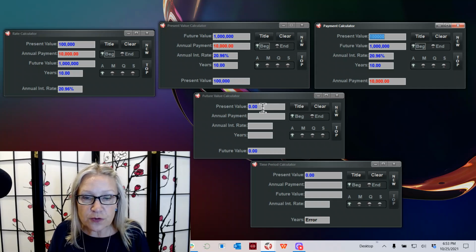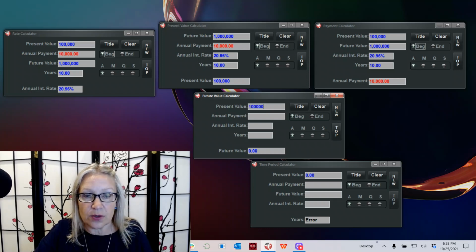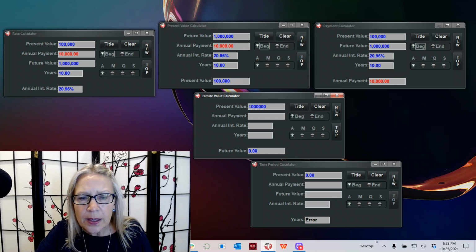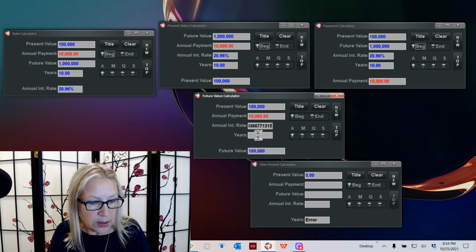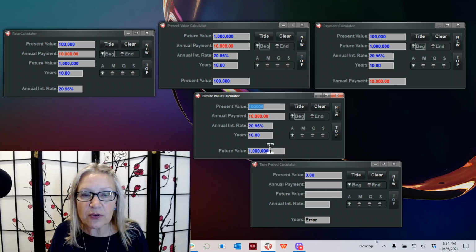And then the future value calculator is taking the $100,000 that we have today and making sure I've got the right zeros again, adding 10,000, pasting in the interest rate and the number of years as 10. And now we have our $1 million future value in the future.